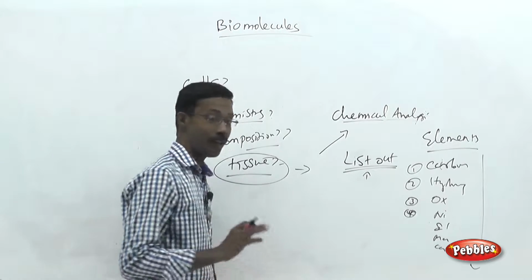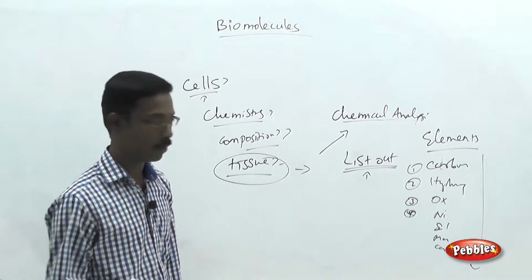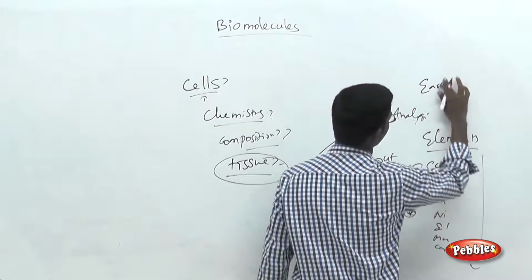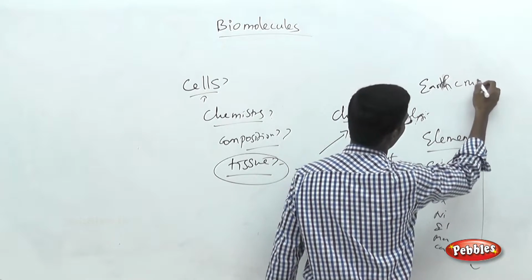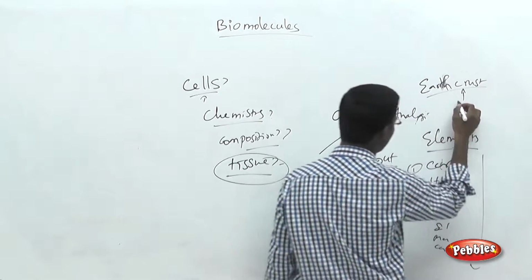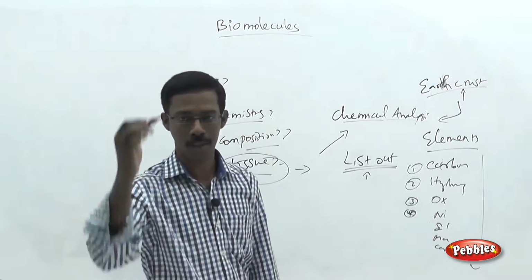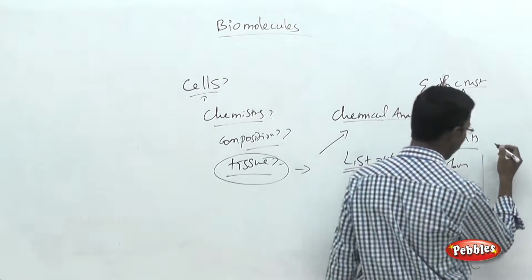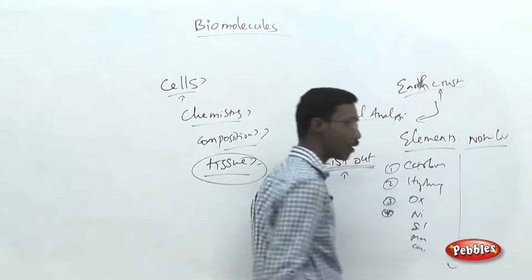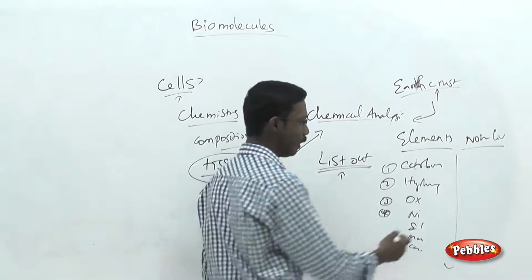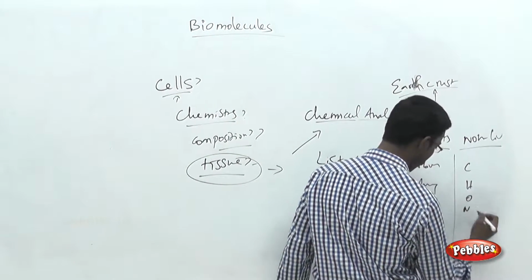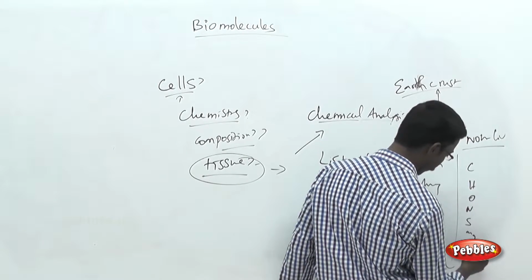Suppose you are going to take a non-living sample. For example, you are going to take some earth crust, some sample from soil, and you are going to do the same chemical analysis and list the chemicals or elements present in the particular non-living matter. And here also, to your surprise, you will get the same list of elements: carbon, hydrogen, oxygen, nitrogen, sulfur, magnesium.